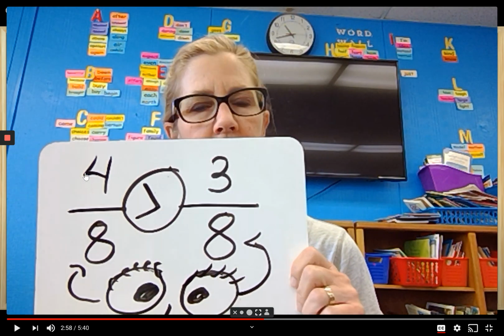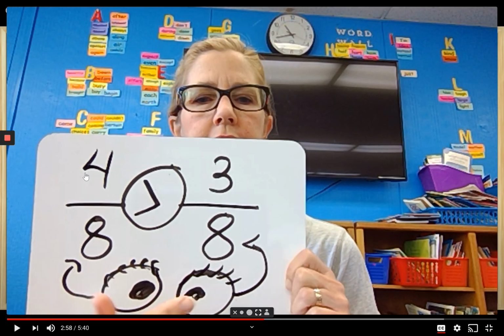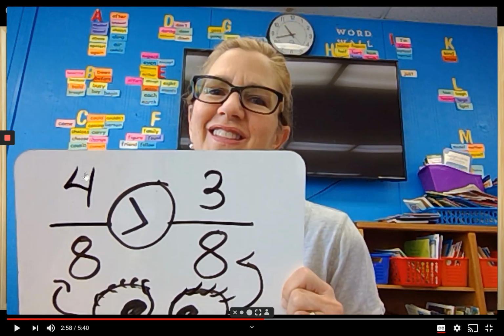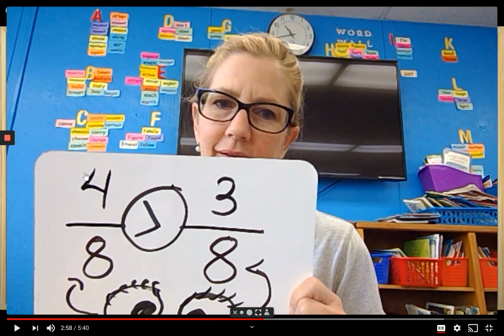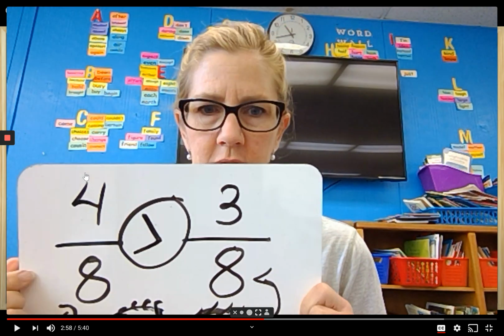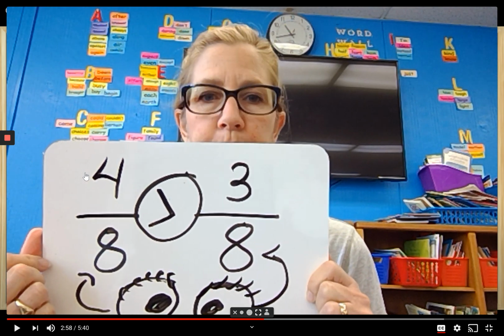We're talking about eighths. So all we have to do is, if we're talking about eighths, and both of the denominators are the same, all we need to do is compare the numerators. All right, that's it, guys. For fractions with the same denominator, compare the numerator. The higher numerator is the bigger fraction.